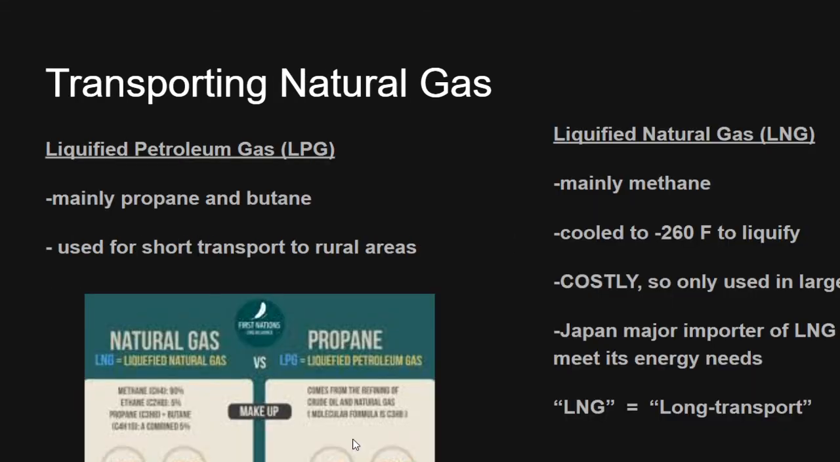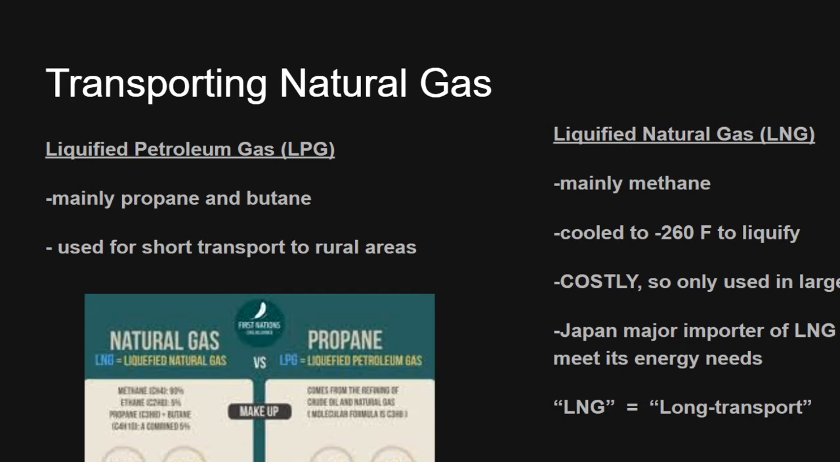Okay, so transporting natural gas. Natural gas doesn't occur everywhere, and so we have to be able to transport it. And there are two forms that we transport natural gas. The first is LPG, or liquefied petroleum gas. This is what we're more familiar with here in the United States and in Okeechobee, because we are a rural area. It's mainly going to be propane and butane, so they filter out the methane and the ethane. So you've got propane and butane, and it's used for shorter transport to rural areas.